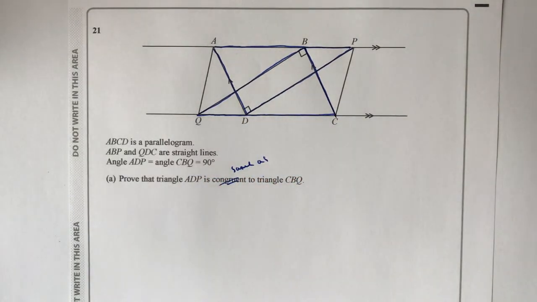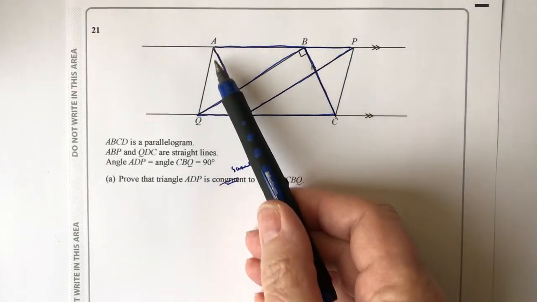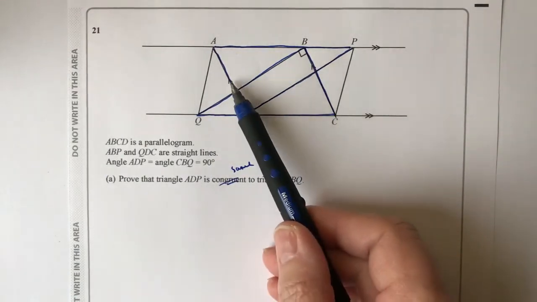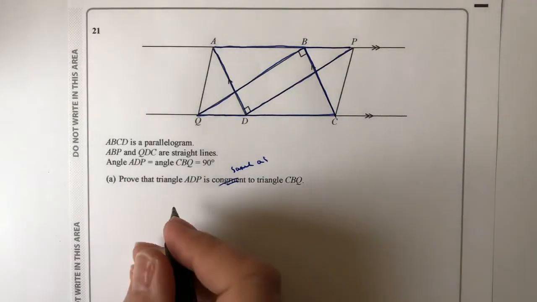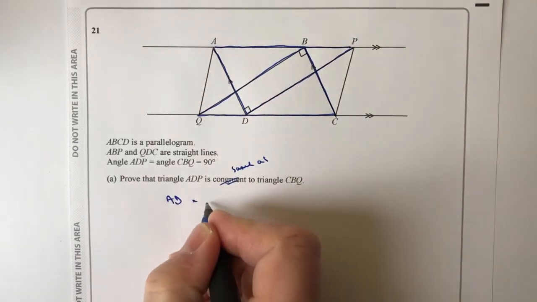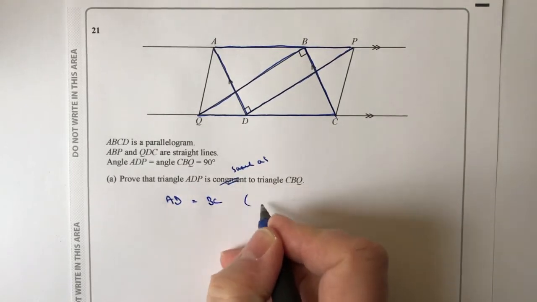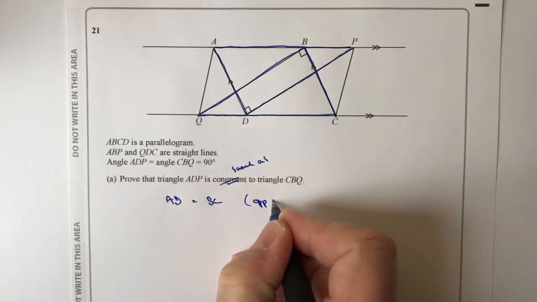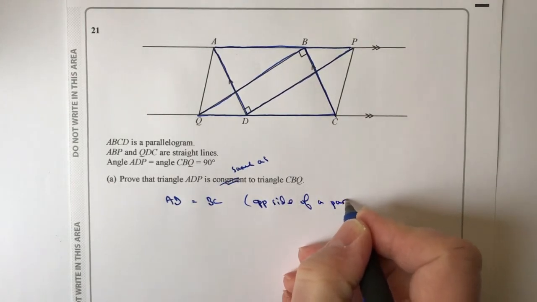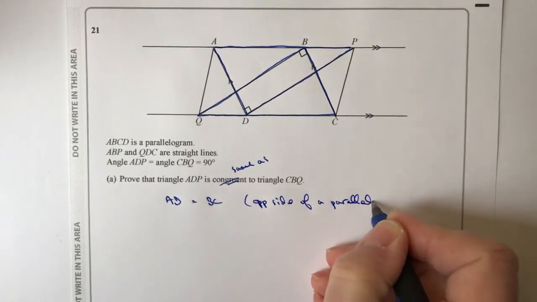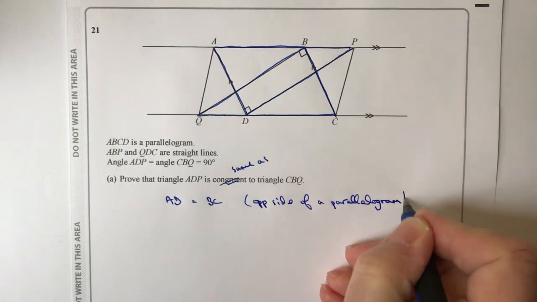All right, so the first thing is that we can actually say that AD and BC are parallel to each other, and therefore they must be equal as well, because they're the opposite sides of the parallelogram. So AD equals BC, and the reason is because they are opposite sides of a parallelogram. Okay, so that's my first comment.